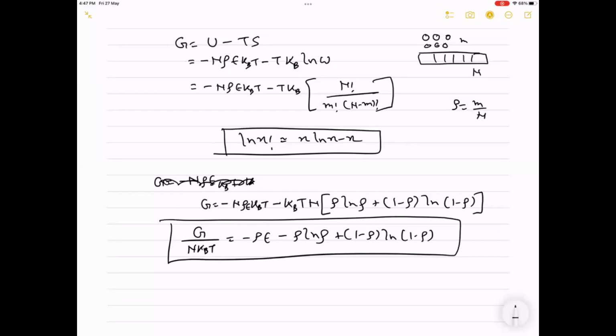Okay. Now, if you plot this, I have already told you that the dependence of the U is going to decrease like this. And the other thing, S as a function of rho, is going to behave something like this, right? And if you plot the G as a function of rho, this is how it would look like. I'll show you the plot.